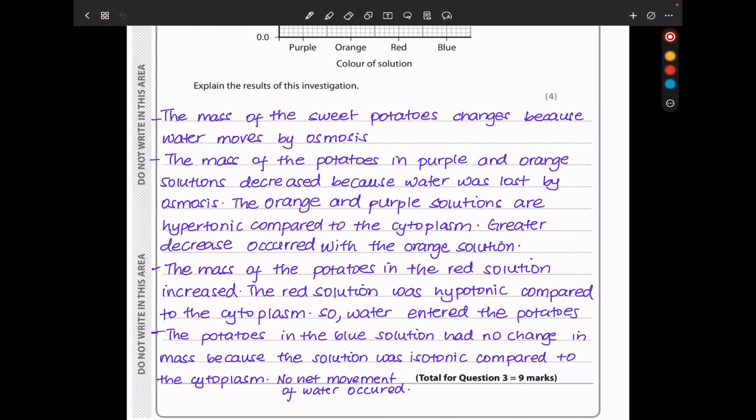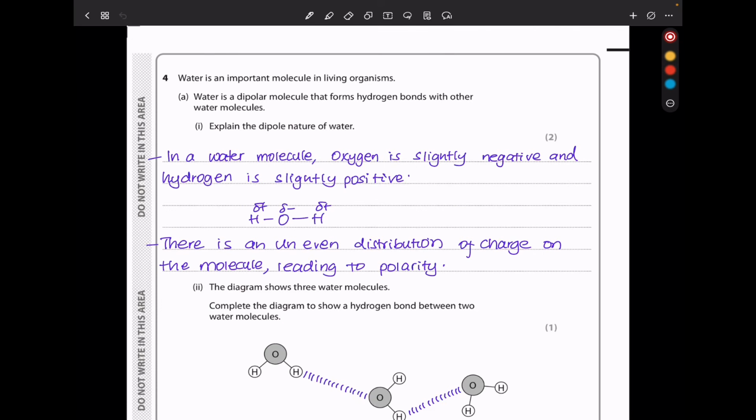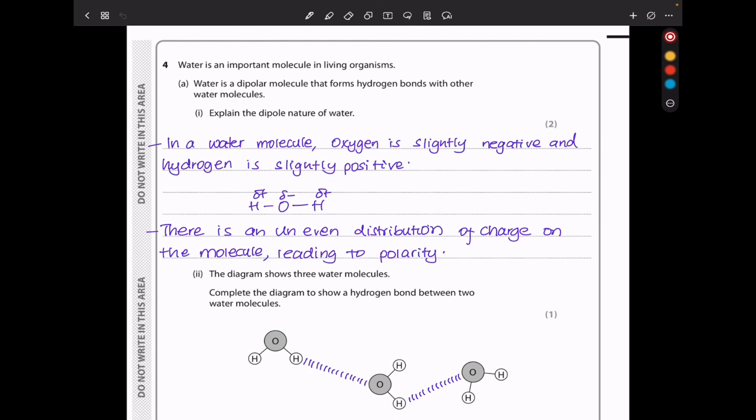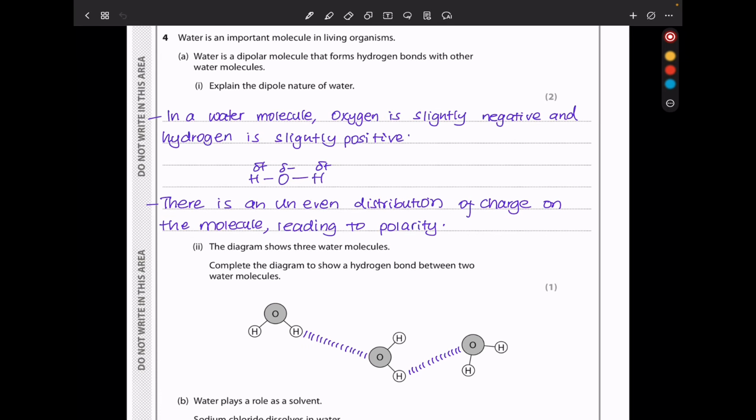So this brings us to the end of question 3. Let's continue to question 4. Water is an important molecule in living organisms. Water is a dipolar molecule that forms hydrogen bonds with other water molecules. Explain the dipolar nature of water.